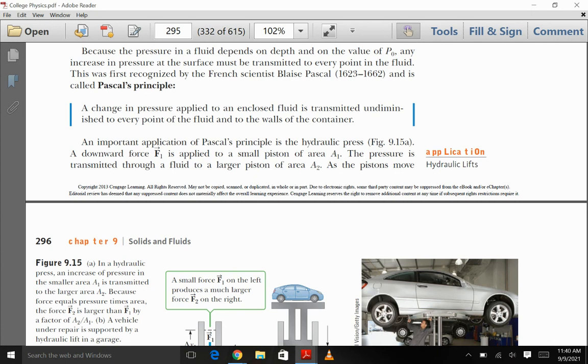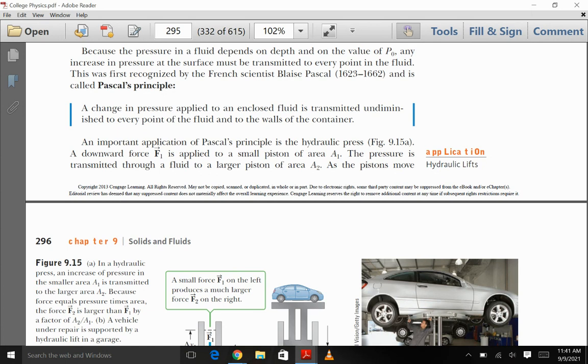So now, this is what Pascal's principle talks about. But that was just in understanding, right? The actual principle says a change in pressure applied to an enclosed fluid is transmitted and diminished to every point of the fluid and to the walls of the container, right? So what this basically means is if there's a change in pressure to an enclosed fluid, right?